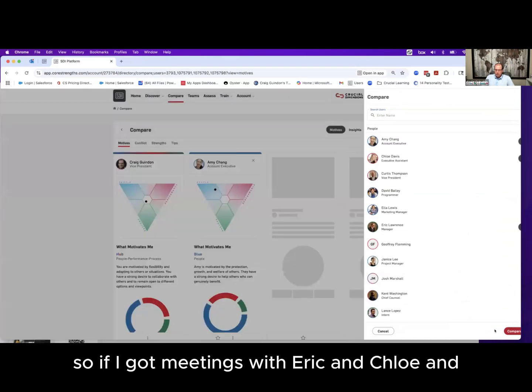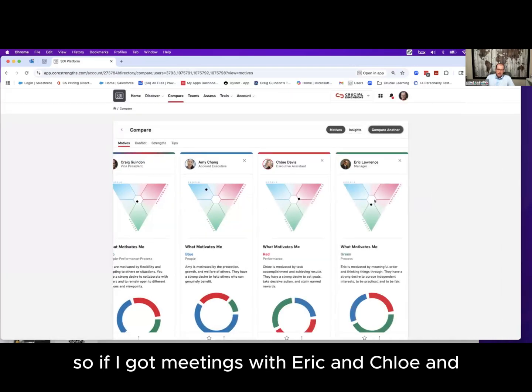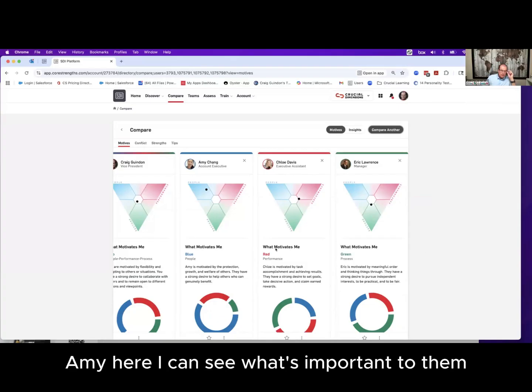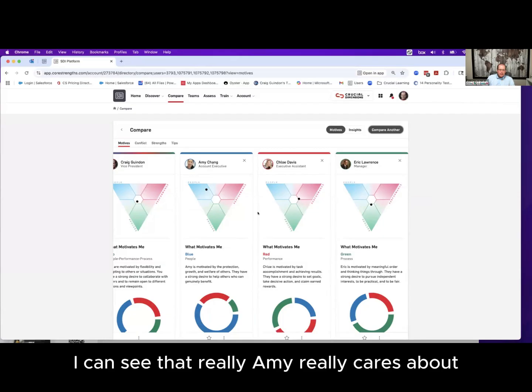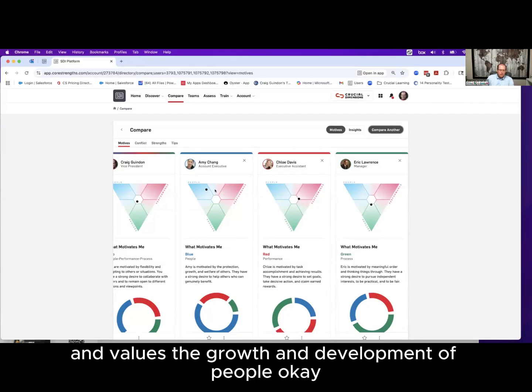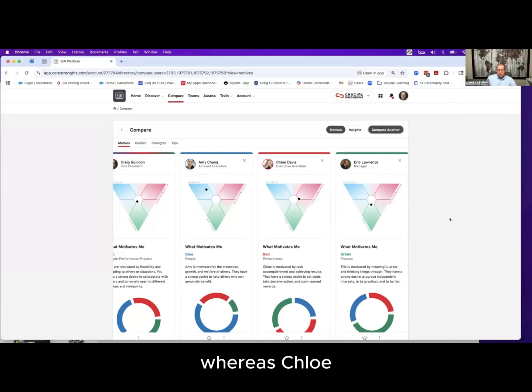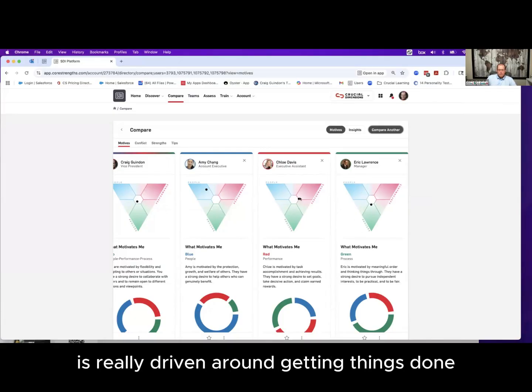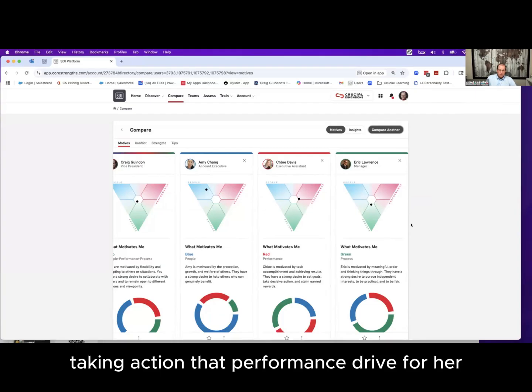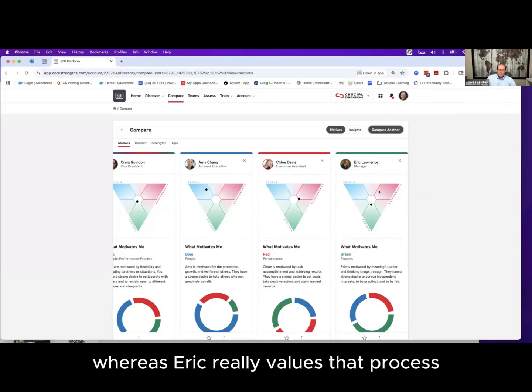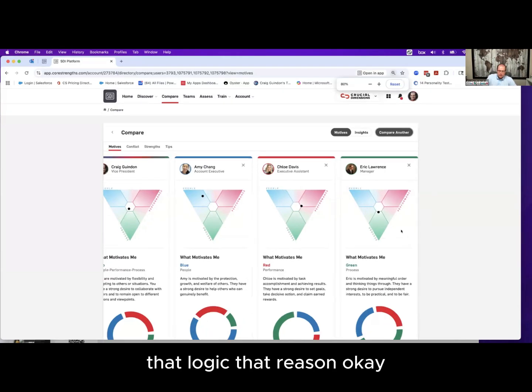Pull in Eric. So if I've got meetings with Eric and Chloe and Amy here, I can see what's important to them. I can see that really Amy cares about and values the growth and development of people. Whereas Chloe, her primary motive is really driven around getting things done, taking action, that performance drive for her. Whereas Eric really values that process, that logic, that reason.